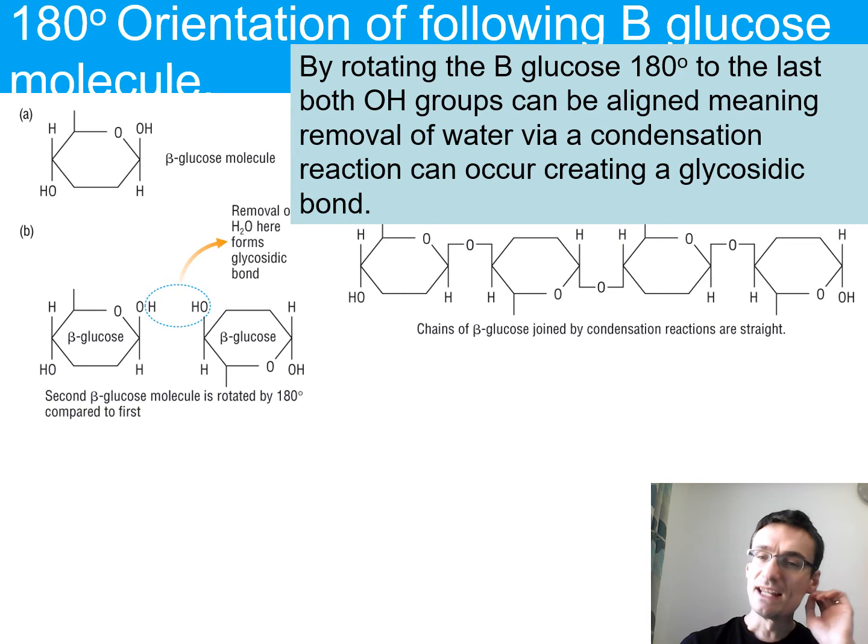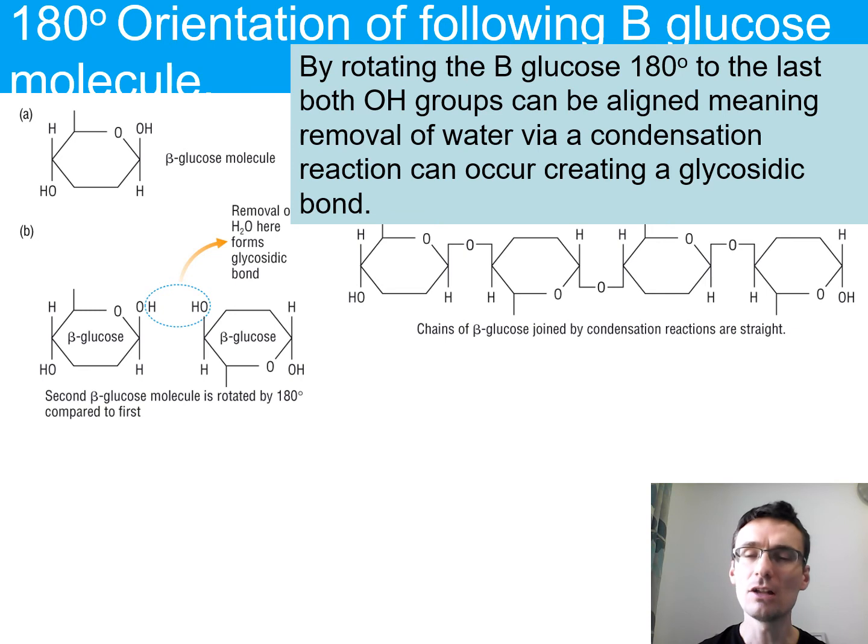So what this means then is this allows beta glucose to form long, strong chains. And effectively, this allows a different characteristic compared to when alpha glucose forms chains. So if you remember with starch, you've got long spiraling structures. The alpha glucose, because of the way it bonded, this doesn't happen with beta glucose.